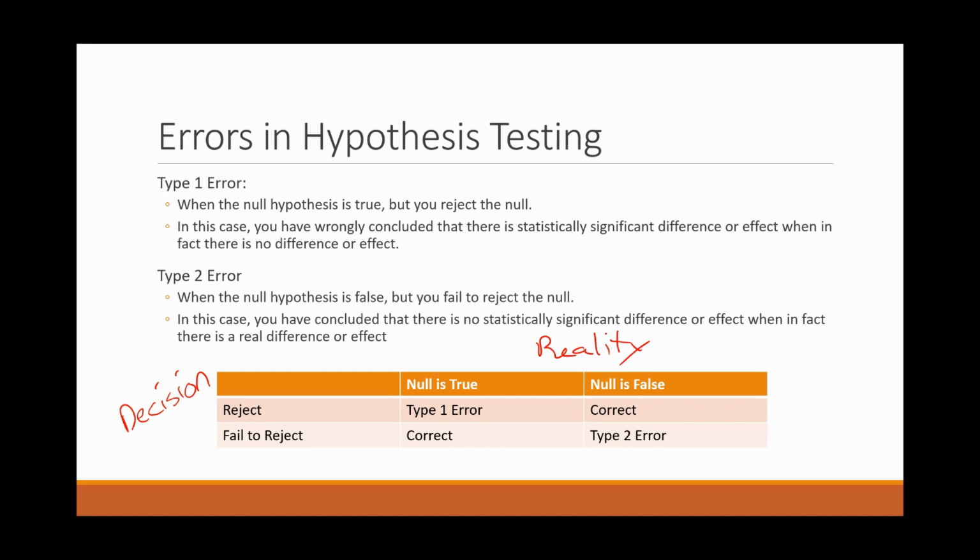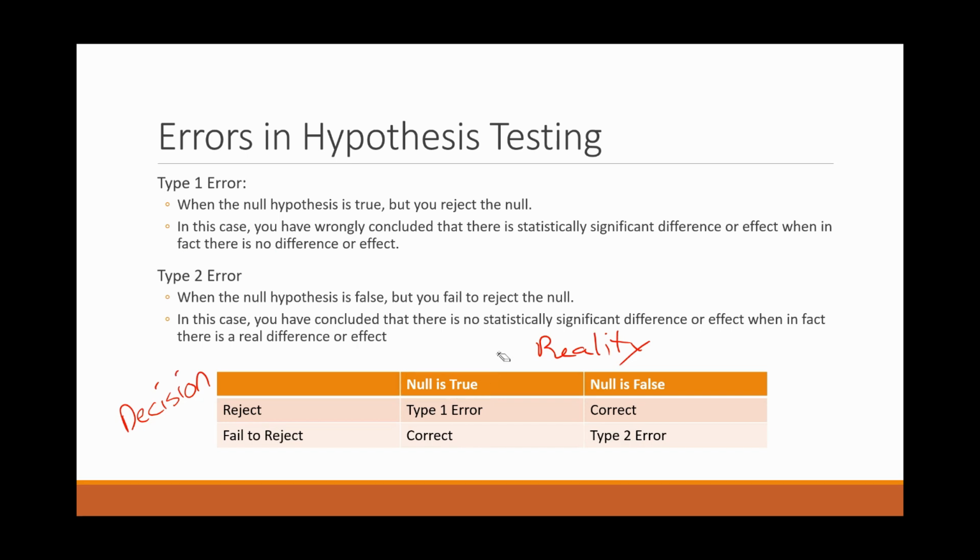So if the null is true in reality, and we choose to reject it when it's actually true, we've committed type 1 error. If in reality the null is true and we fail to reject it, that means we effectively conclude that it's true. Well, then we're correct. We've made a correct decision. Our decision reflects reality.